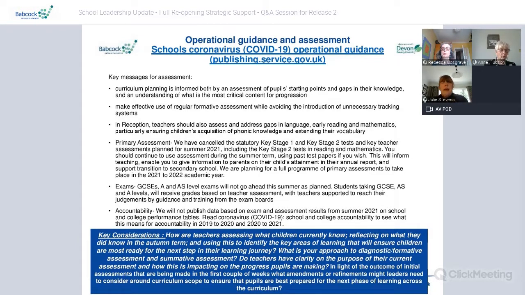And that is a really key message, and that will come through quite a lot this evening actually: when we're looking at the assessments we're making, whether they're formative, diagnostic, or summative, how are we putting a focus on getting information about what children have learned as a result of what they've been taught, rather than something that tells us what they have missed.